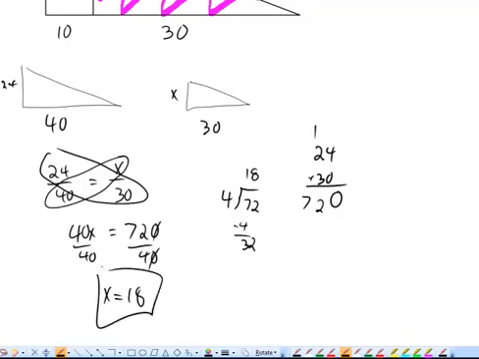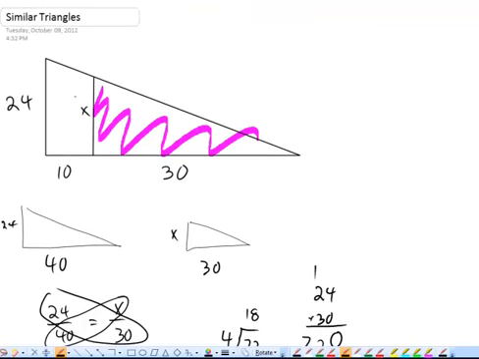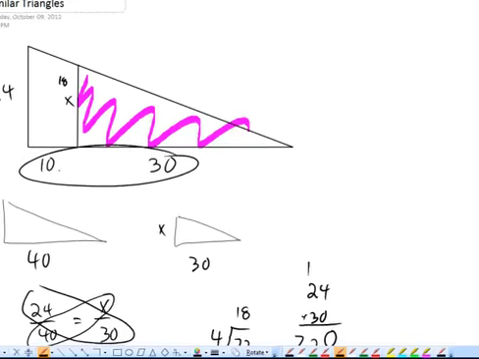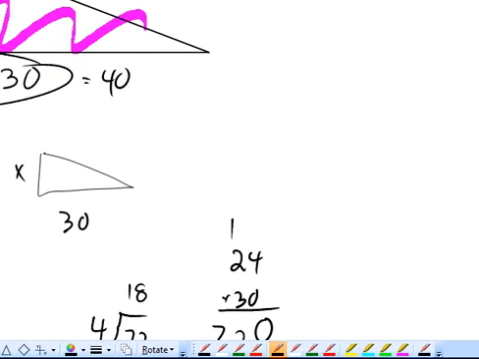And check to make sure your answer makes sense. If you put 18 up here, 18 is about half of 30, a little over half. 24 you're comparing not to 10, you're comparing it to 40, right? You're adding these two together. So 24 is a little more than half of 40, so that checks out.